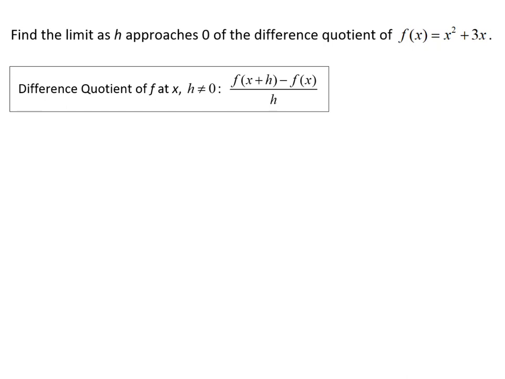Looking at one more, find the limit as h approaches 0 of the difference quotient of f of x equals x squared plus 3x. Same function that we did in the previous example, but now we're using the difference quotient, another very important one to know. The difference quotient of f at x, such that h will not equal 0, is f of x plus h minus f of x over h. Again, super important to know. We'll be using this a lot in calculus.